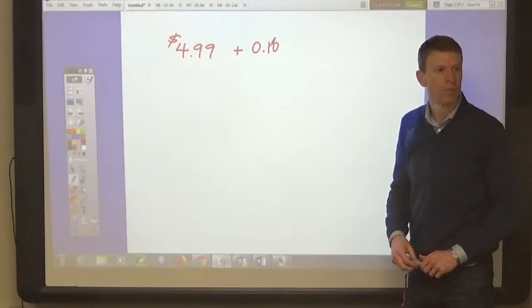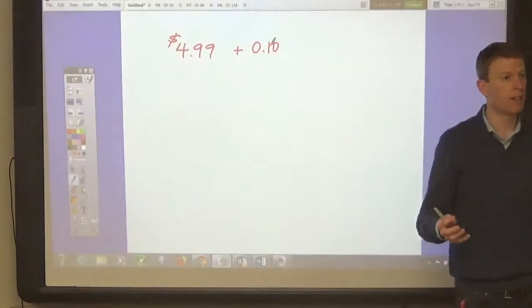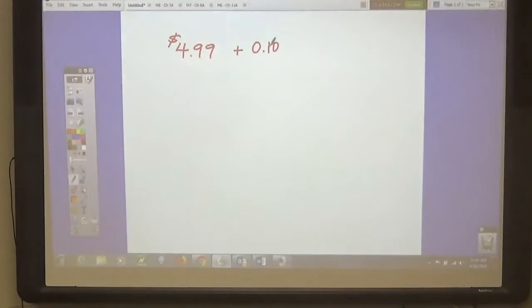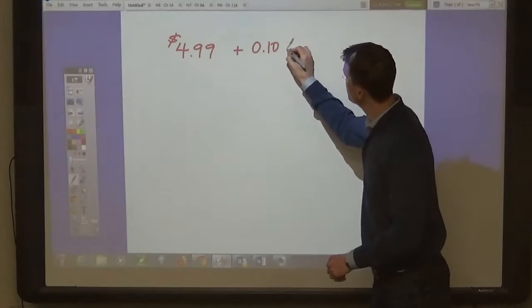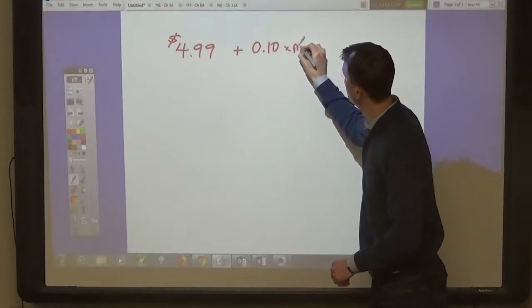10 cents per message. So how do you write that as an expression? 10 times M, yep. Now, the book has it written this way.